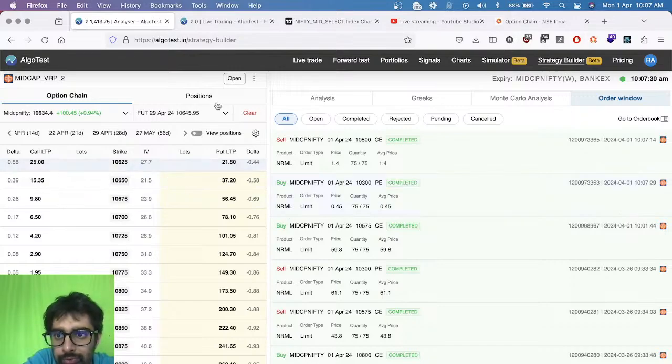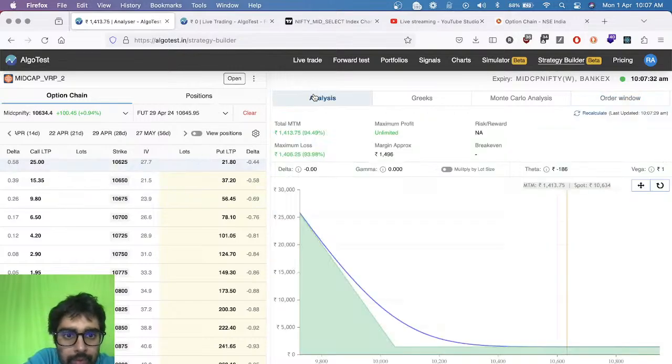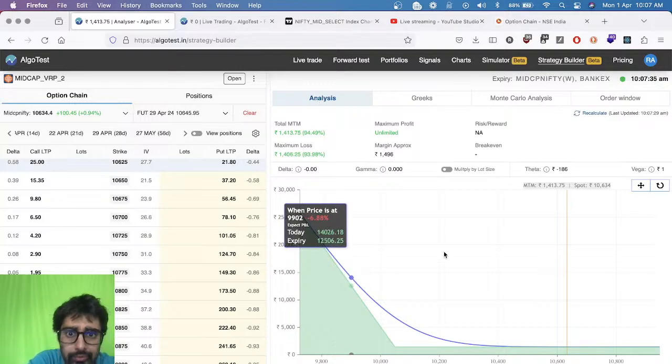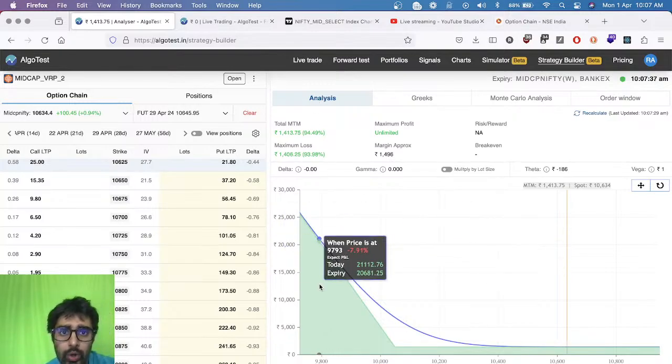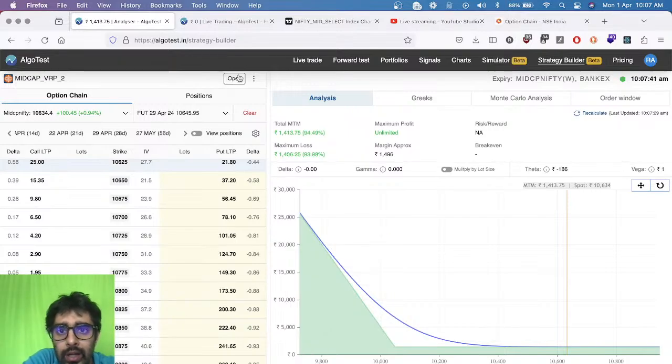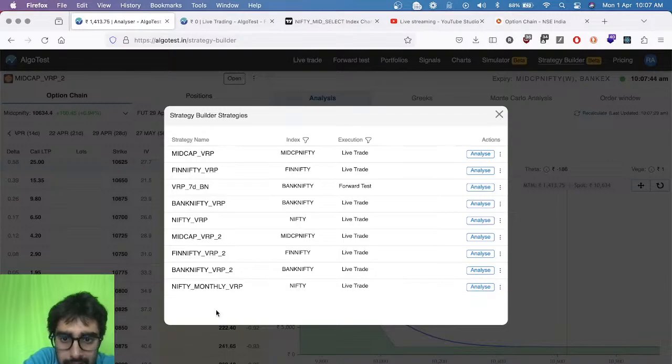Yeah, so I've now fully closed out my position. Made 1400 rupees or so, not including brokerage and taxes and stuff. So we are 5 out of 5 on our trades so far, and we have some trades running.